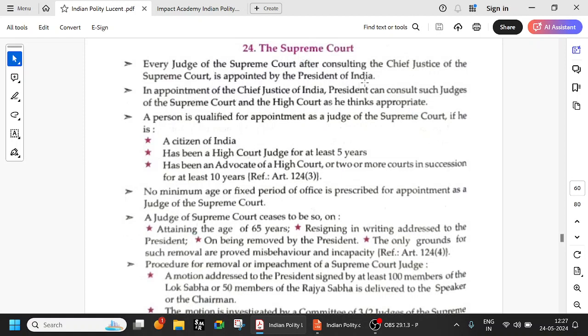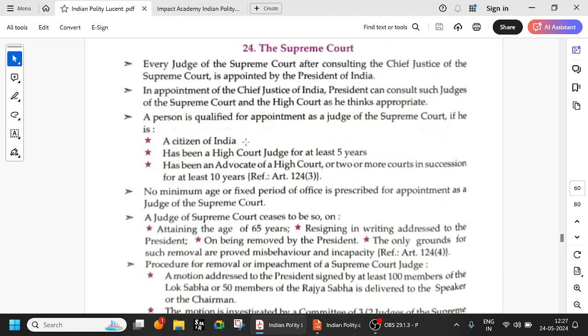So in the appointment of the Chief Justice of India, the President can consult such judges of the Supreme Court and the High Court as he thinks appropriate. So a person is qualified for appointment as a judge of the Supreme Court. These are the qualifications.